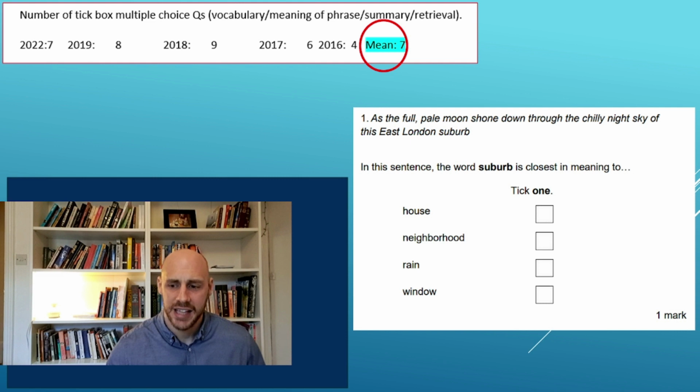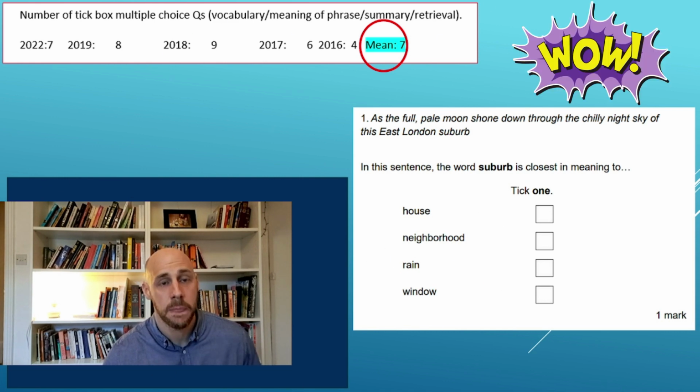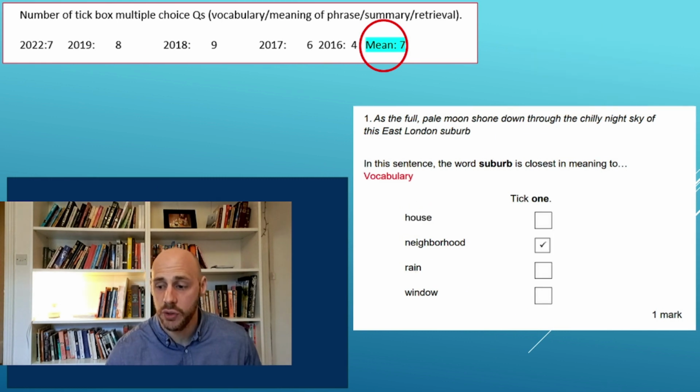It reads, as the full pale moon shone down through the chilly night sky of this East London suburb. In this sentence, the word suburb is closest in meaning to, and then 4 options are given. Ideally, the vocabulary knowledge would already be present in order to answer this question. If that's not the case, it's advisable to work through a process of elimination, eliminating the answers you know it cannot be, increasing your probability of getting the correct answer from the remaining options. You could also read around that sentence from the relevant text extract and try and deduce the answer. We know, of course, the answer is neighbourhood, and that's the answer that's shown on the screen now.